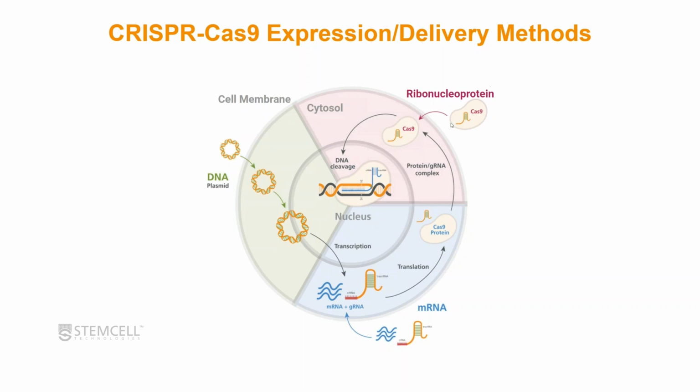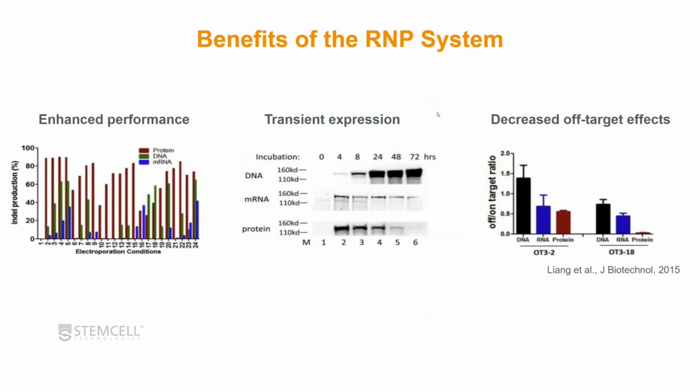And so this method has become very popular, first because it overcomes any cytotoxicity associated with delivering foreign nucleic acids into the cell. And there's a few additional features of the RNP method that make it beneficial over some other systems. So here's some data showing enhanced performance of a protein-based CRISPR-Cas9 system compared to DNA and mRNA, wherein across electroporation conditions, you can see that the indel production or editing efficiency is higher for protein than the other systems.